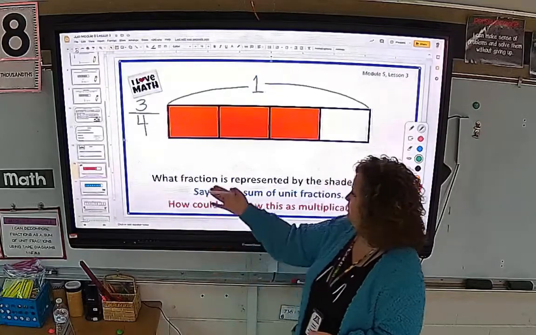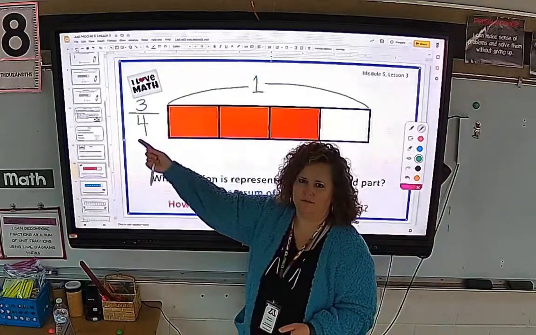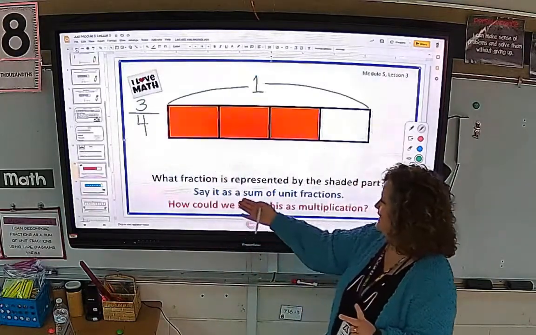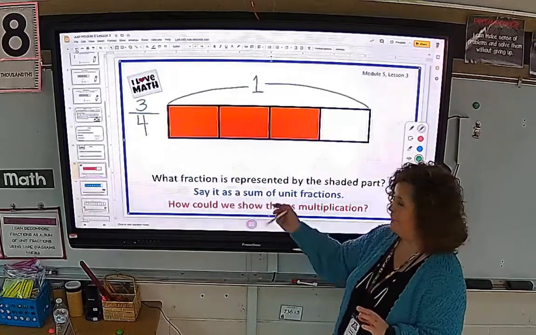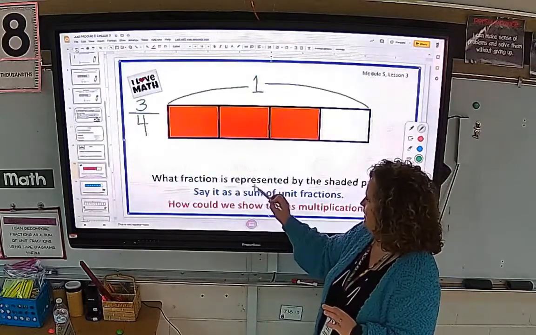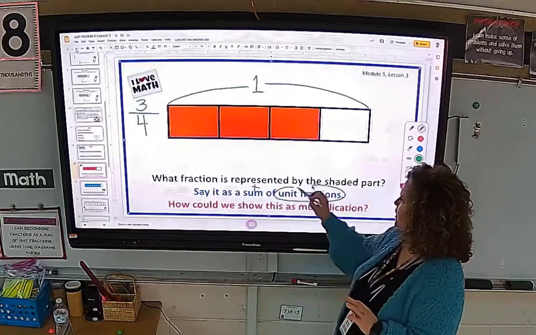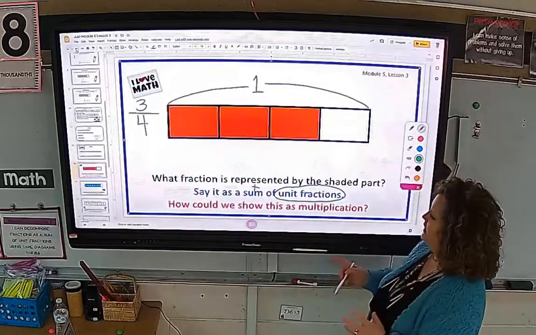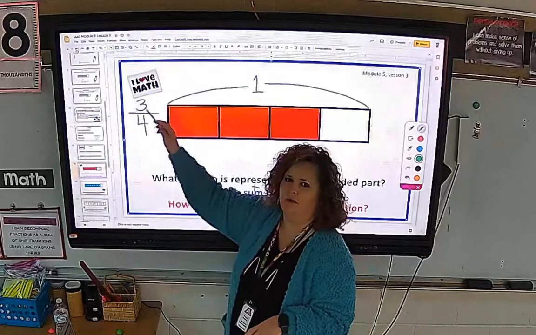What fraction is represented by the shaded part? 3/4. So we've answered that question. The second question, say it as a sum. We know that has to do with adding, of unit fractions. We know unit fractions always have a 1 as the numerator. So how am I going to show this as a sum of unit fractions?